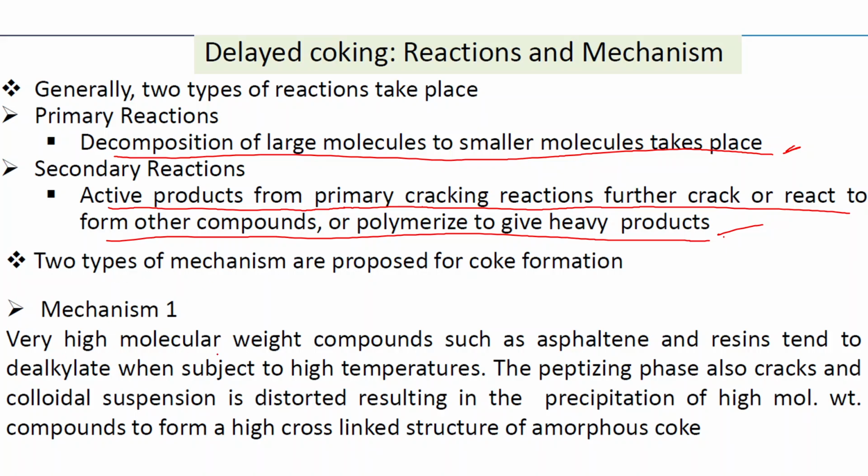The two types of mechanism: very high molecular weight compounds, as I told, the asphaltenes and resins, tend to decompose when they are subjected to high temperature and produce a highly cross-linked structure of amorphous coke. So the coke produced in this mechanism is amorphous in nature.